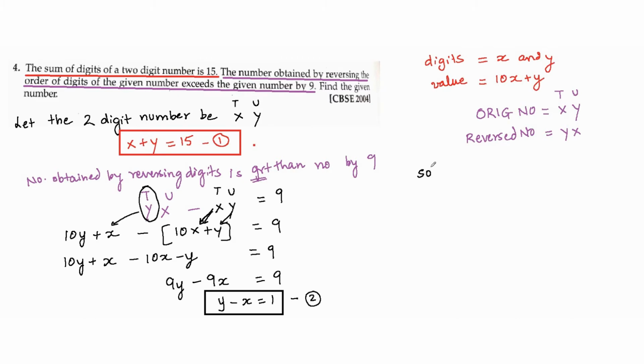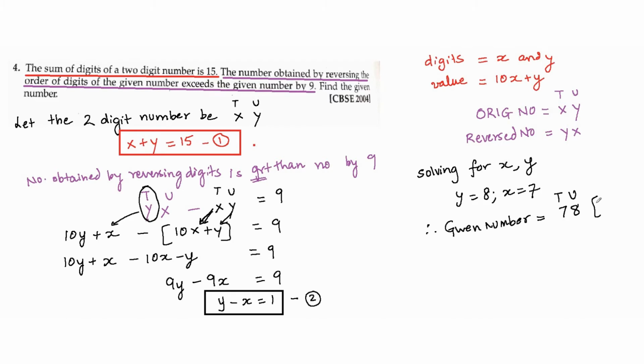If you solve for these two equations, solving for x and y, you will get y equals 8 and x equals 7, and therefore the given number is xy, which is 78, where 7 is in the tens place and 8 is in the units place. If you quickly check, the sum of the digits is 15. Please check, 7 plus 8 is indeed 15. If you reverse the number, you get 87, and 87 is indeed more than 78 by 9. So it satisfies the second condition as well, and therefore our solution is correct.